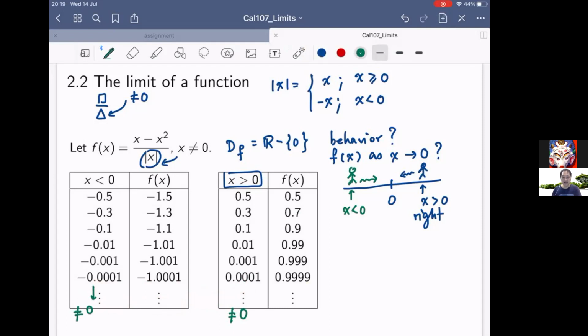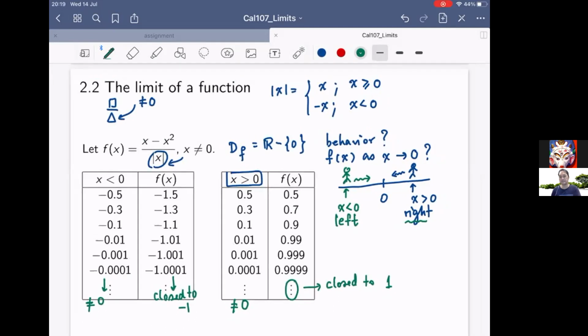What is the behavior? You can make a guess of the behavior of this function: it will go close to 1 if you go from the right-hand side of 0. But if you go from the left-hand side of 0, this function value will go close to negative 1.